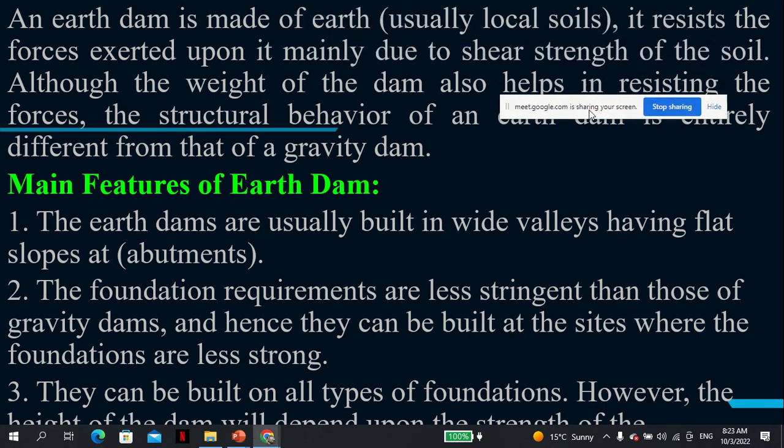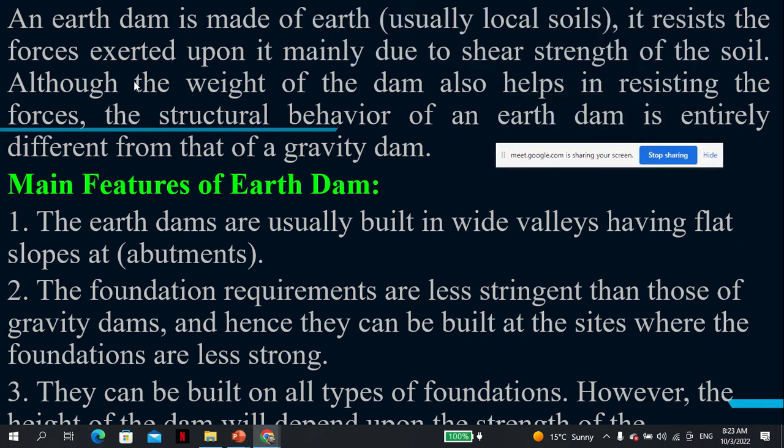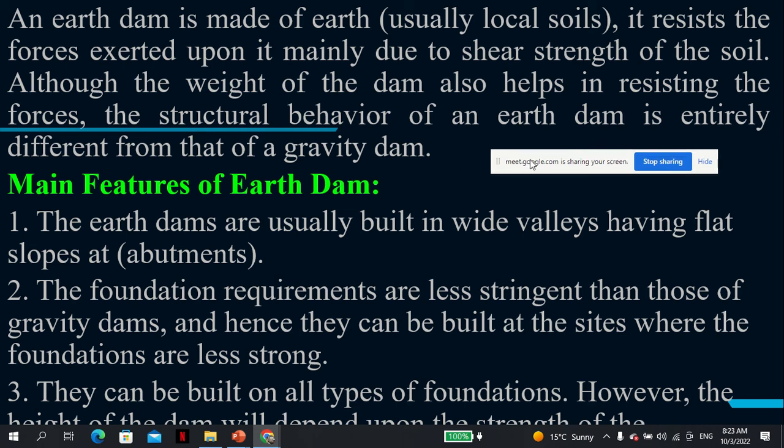and it resists the forces exerted upon it mainly due to the shear strength of the soil. Although the weight of the dam also helps in resisting the forces, the constructional behavior of an earth dam is entirely different from a gravity dam. Earth dams are usually built in wide valleys, having flat slopes at abutments. The foundation requirements are less stringent than those of gravity dams, and hence they can be built at sites where the foundations are less strong.